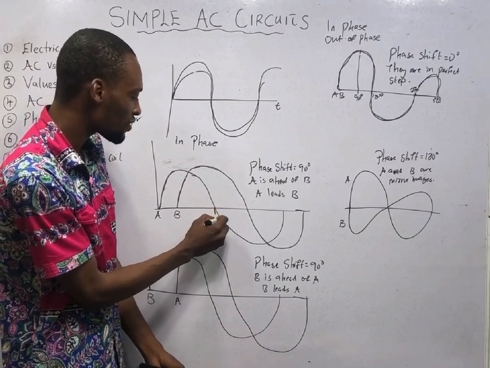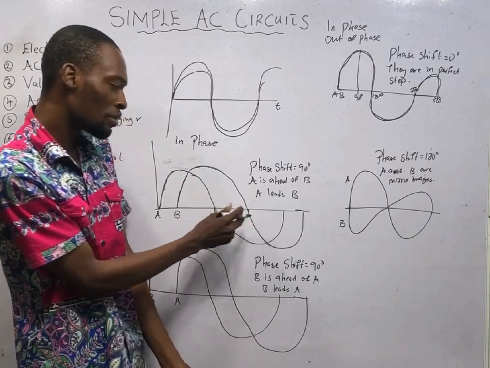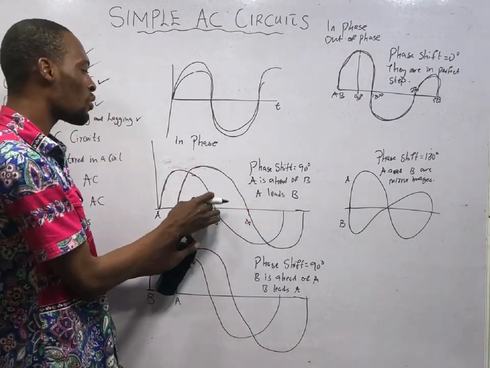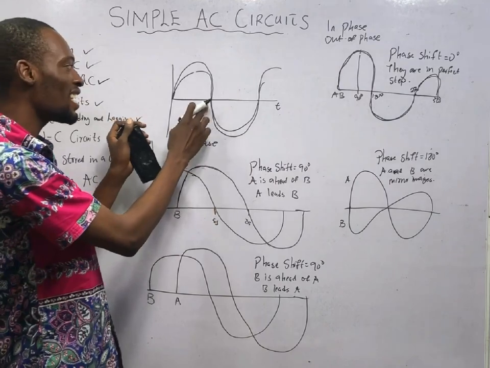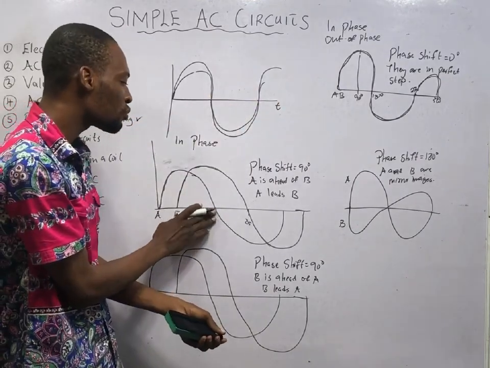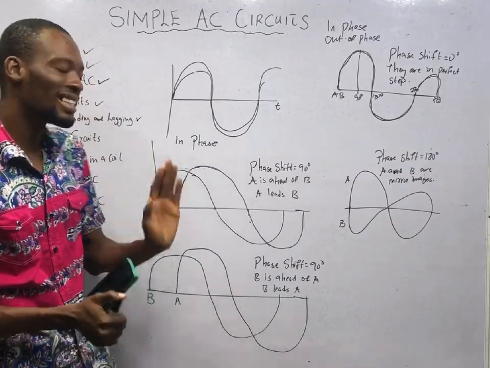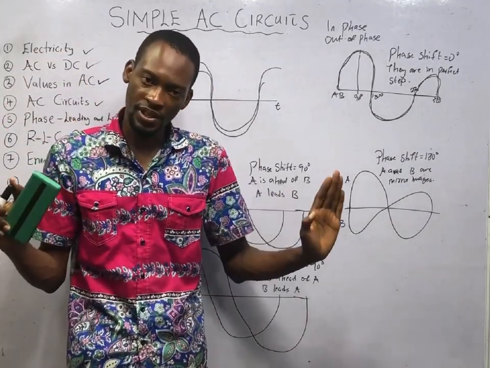If here is, let's say, 5 seconds, here obviously cannot be 5 seconds. Let's say 8 seconds, for example. So they get to one point at different times, unlike here, where they get to each angle or each point at a particular time. What do we say? We simply say that they are out of phase.